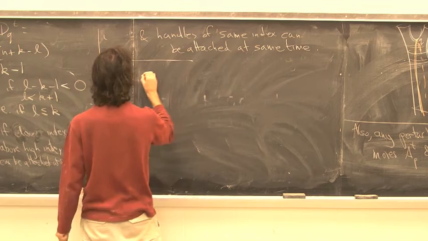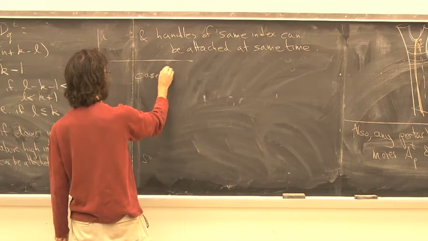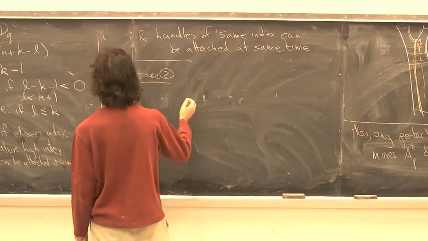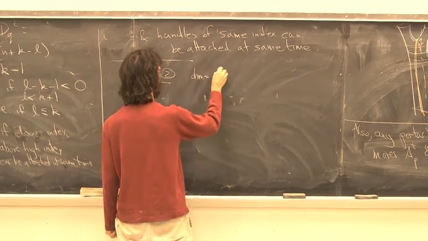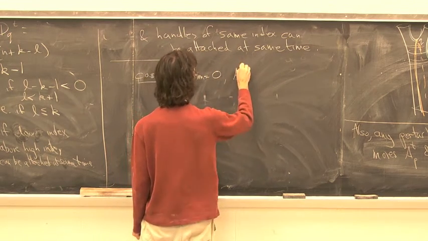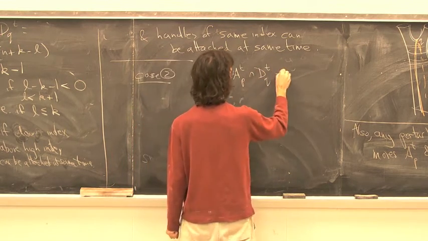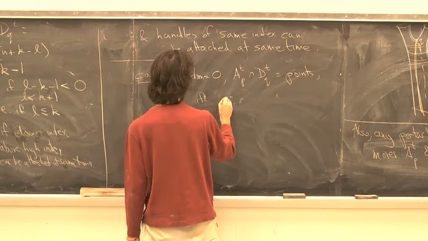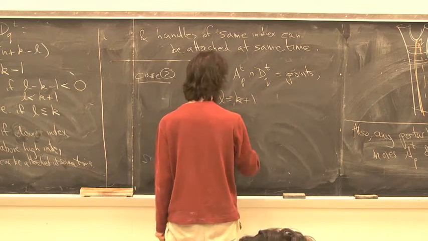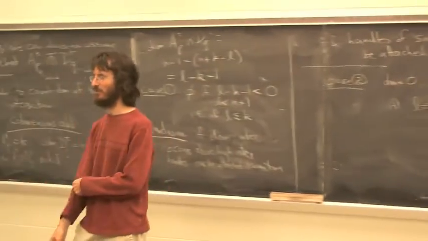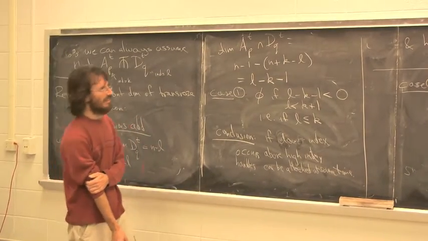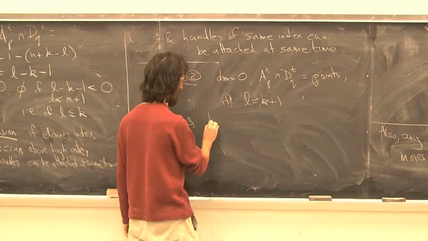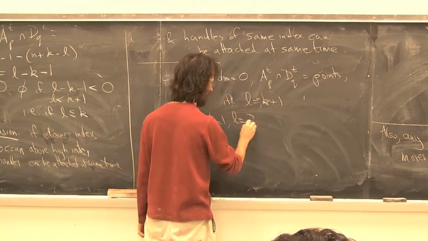Now, the next case I'm interested in, the only other case I'm going to think about, is when it is 0 dimensional. So dimension equals 0, i.e. the intersection of A, B, T and D is points, and L is equal to K equals 1. It could be empty, but it could be points, right? So what's going on there? This is precisely, e.g., K equals 1, L equals 2, right?